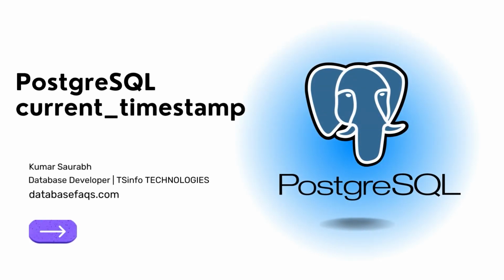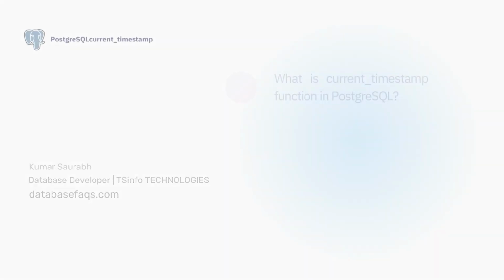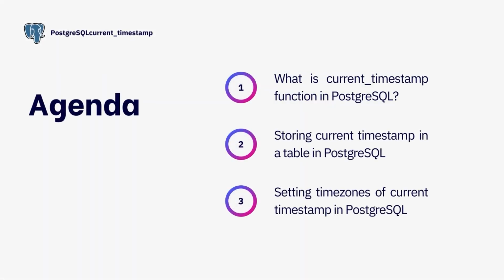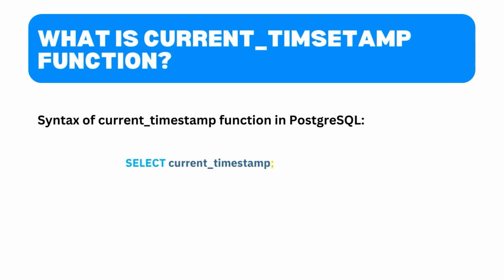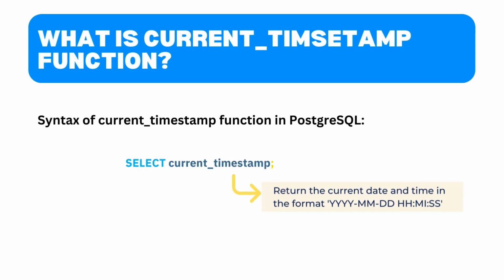In this video, we will learn about the current timestamp function, its syntax, and explore different examples to understand its uses. PostgreSQL provides this function to work with timestamps, making it easier to manage time-related data. So let's get started. Before we dive into examples, let's understand the syntax of the current timestamp function. The basic syntax is select current_timestamp. This query will return the current date and time in the format year, month, date, hour, minute, and second.